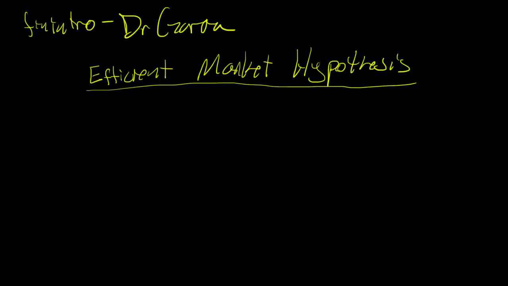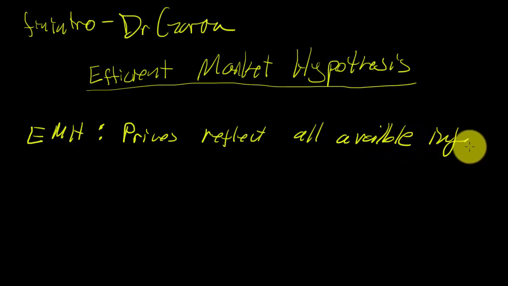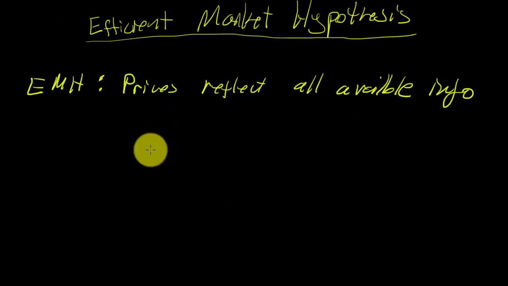And finally, inside of this chapter, chapter 7, we get to my favorite topic in all of finance, the efficient market hypothesis. What is the efficient market hypothesis? The efficient market hypothesis is the idea that prices, particularly stock prices, reflect all available information. What does that mean? Isn't that kind of weird? What does that really mean?